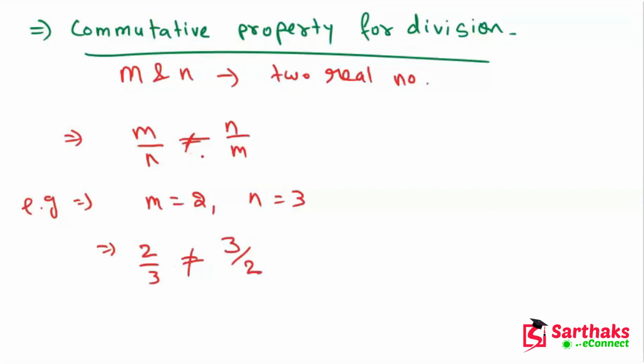The same case holds for the associative property: associative property is not applied for subtraction and division. I hope, my dear friends, you understand these things.